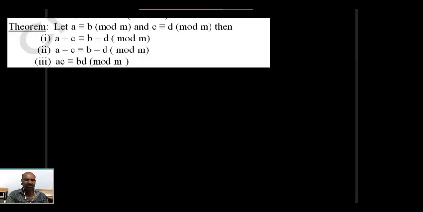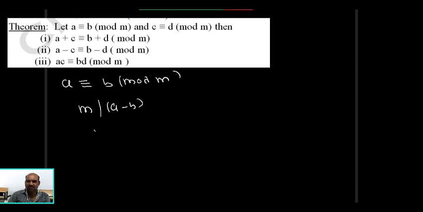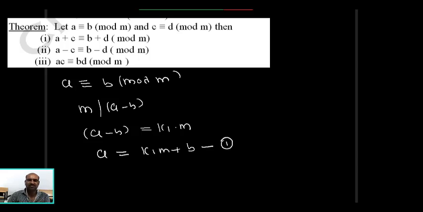But now I will prove it. Proof is important for us now. Okay, listen, proof is important. We have class time up to 10:10. Please, A is congruent to B modulo M means M divides A minus B. In other words, I can say that A minus B equals some integer times M, or A equals some integer times M plus B. I can say this is one result.